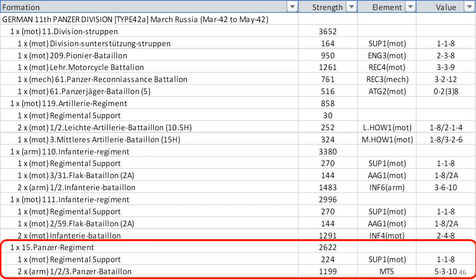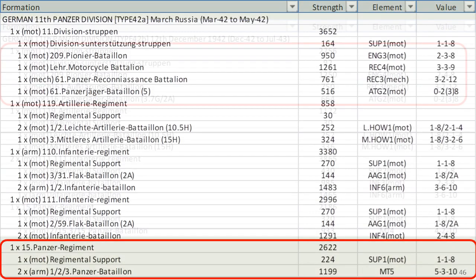Now we come to the Panzer regiments, which retained 2 Panzer battalions each. However, the battalion strength had risen significantly, in this case due to the deliveries of better tanks and the retirement of Panzer I and Panzer II tanks.